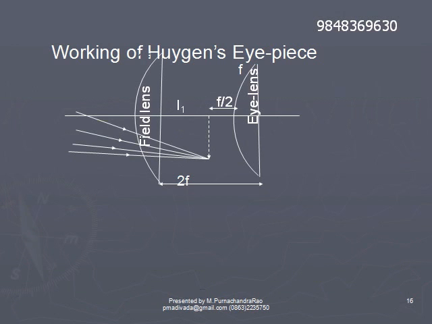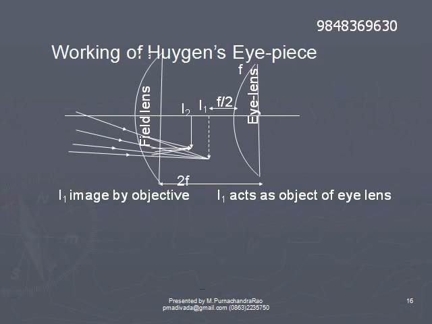The incident rays coming from the objective, here in this figure from the left side, would converge to the point I1. Actually, they would have formed the image at I1 had there not been the field lens. But because of the field lens, refraction takes place and the image will be formed at I2.